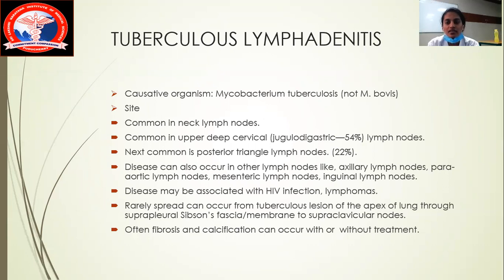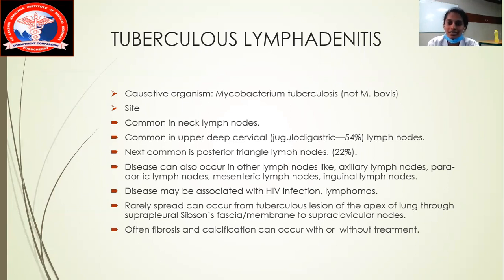The most common are the neck lymph nodes, and the next most common is the upper deep cervical lymph node, also known as the jugulodigastric node, which is also seen in the cervical region. It is 54%. The next most common is the posterior triangle lymph nodes, which is 22%. The disease can also occur in other lymph nodes like axillary, para-aortic, mesenteric, and inguinal lymph nodes. Therefore, it is a generalized condition. Wherever it wants, it can occur.